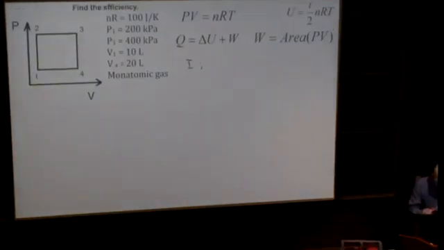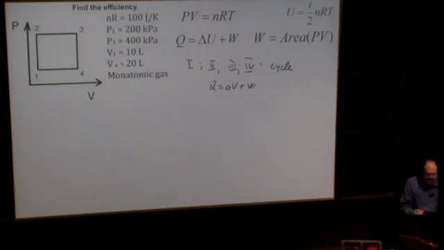For each process we can apply the same set of equations, plus some for the whole cycle. What equations can we apply for the process? Q equals delta U plus W. W is equal to area. Delta U is equal to f over 2 nR delta T. These are the most important, the fundamental equations. The last one assumes that the number of moles, the amount of gas, remains constant.